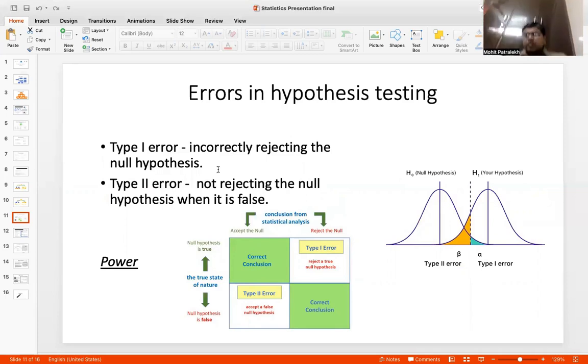So two types of errors may be committed in hypothesis testing. Type 1 error refers to incorrectly rejecting the null hypothesis. And type 2 error refers to not rejecting the null hypothesis when it is false. The power of a test, the chance of rejecting the null hypothesis when it is false, is 1 minus the type 2 error probability. We should have adequate power of more than 80%.